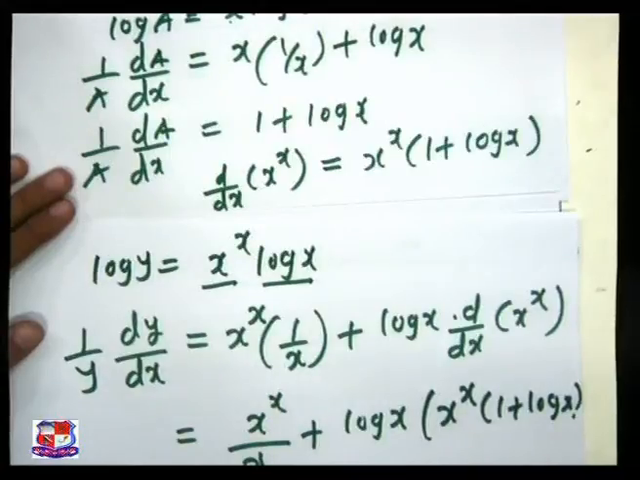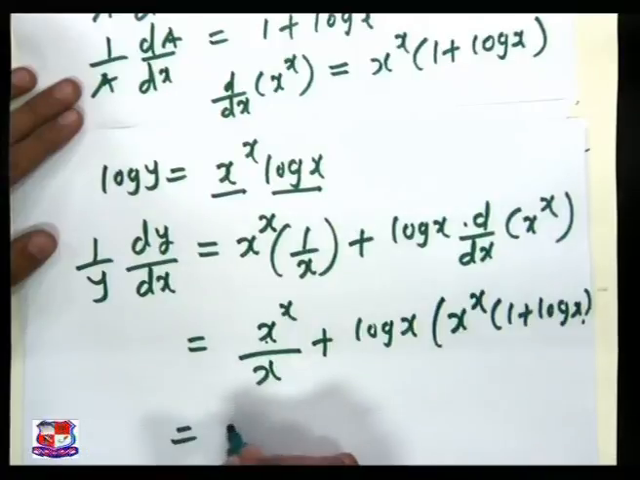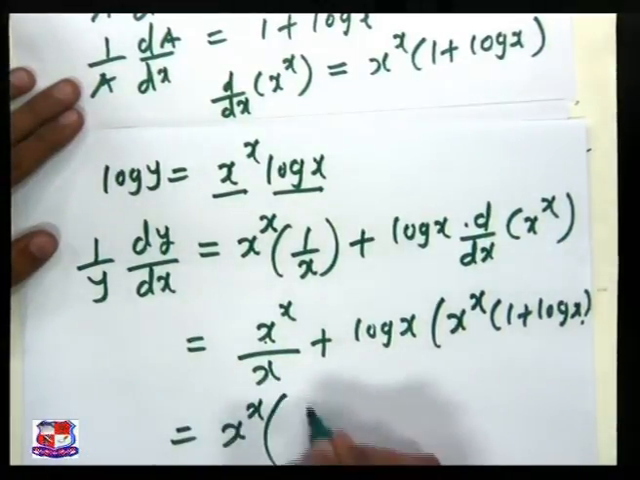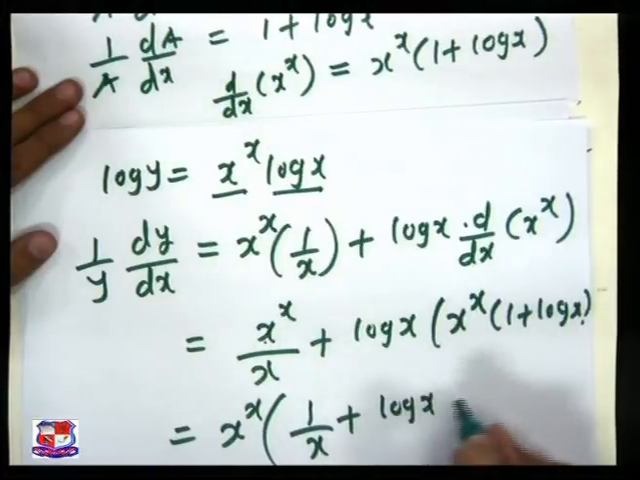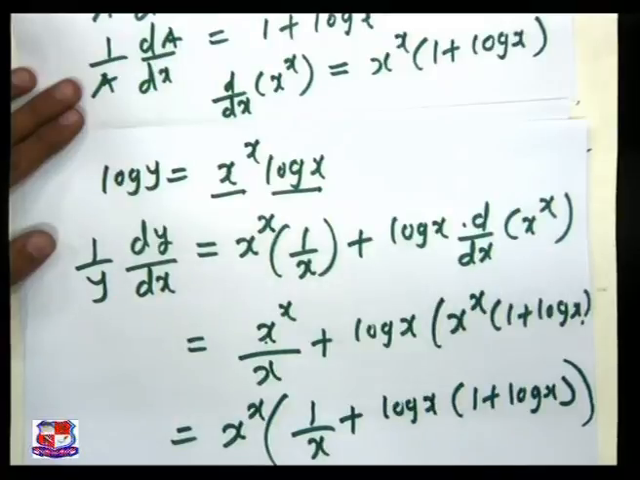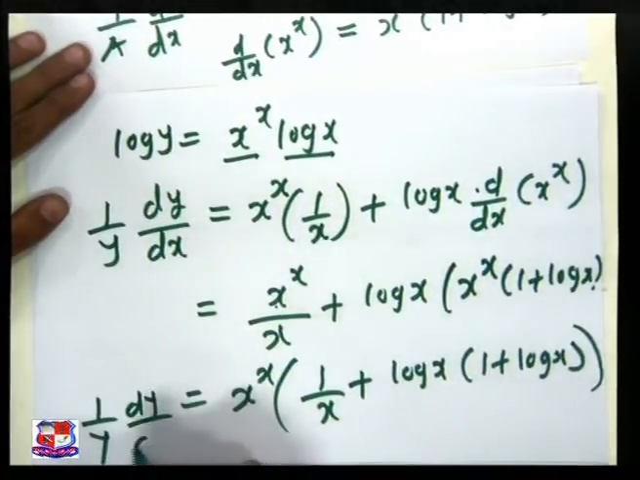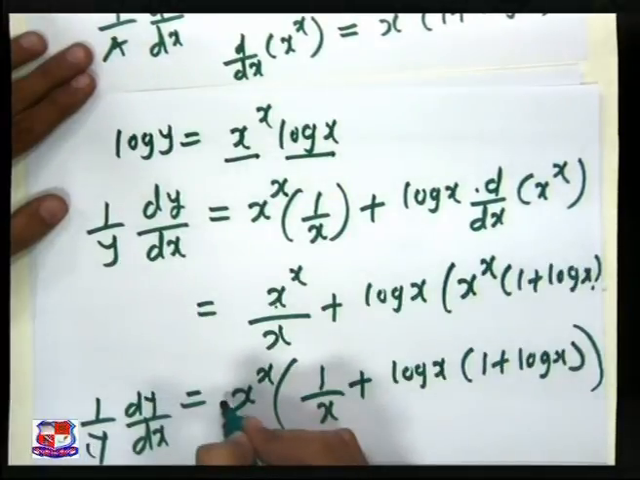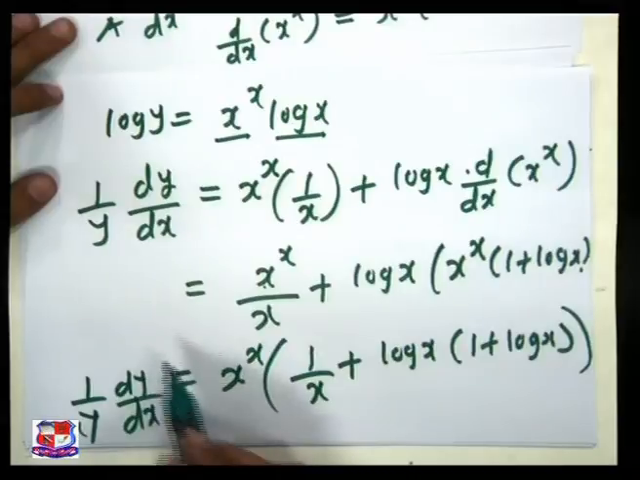Right? So this x raised to x will be common, so x raised to x into bracket 1 upon x plus log x into bracket 1 plus log x. This is the answer of 1 upon y into dy by dx. So if we put y on the right hand side and then put the value of y here, then we will find the dy by dx.